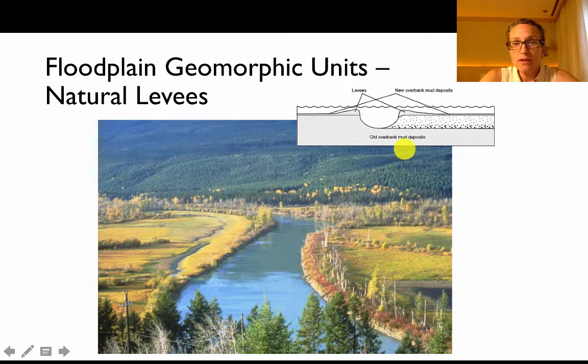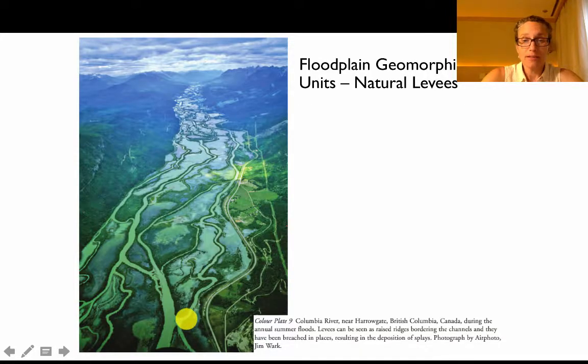So some images of natural levees. Here's the cross-section view, and you can see right along the channel here. And again, these are not man-made levees. And you recognize this image? It's on the cover of your textbook. And so all along these channels are natural levees and back swamps behind them.